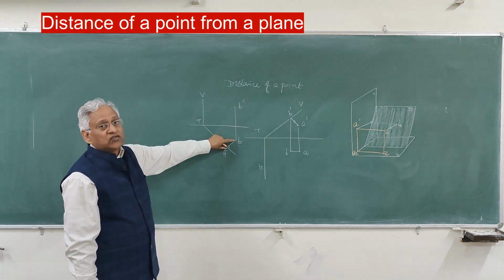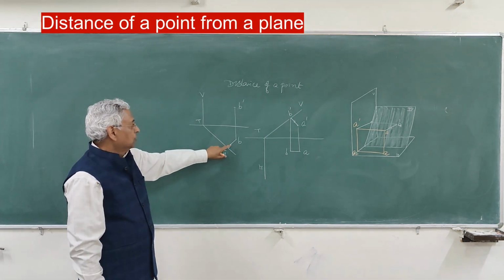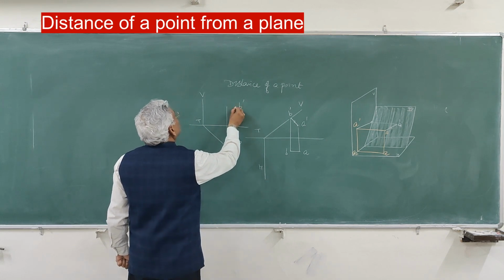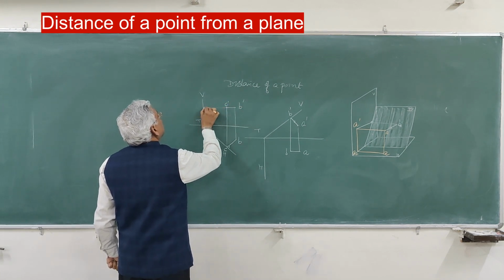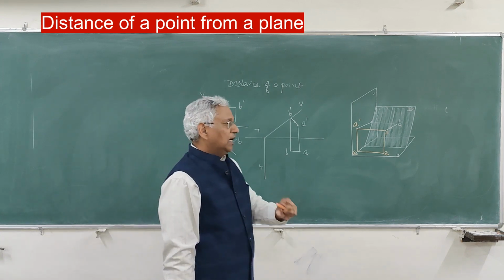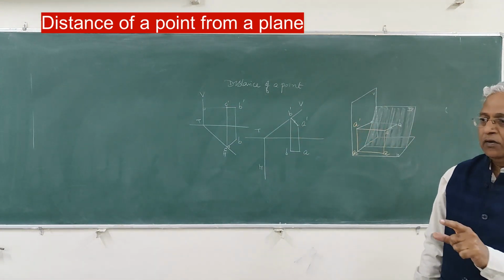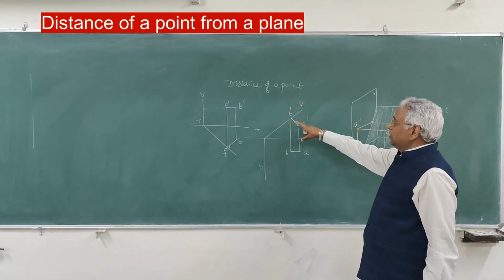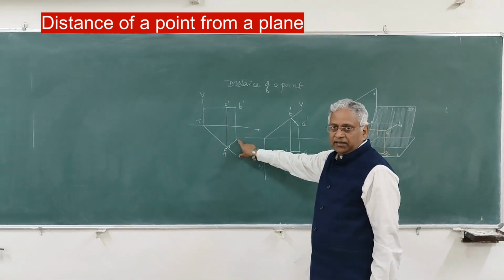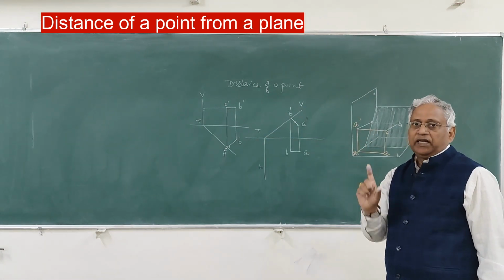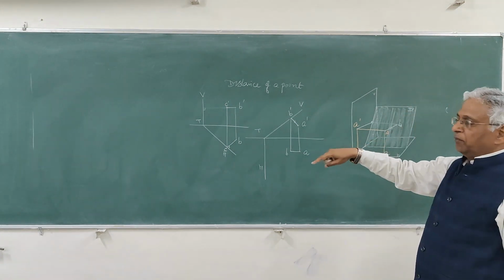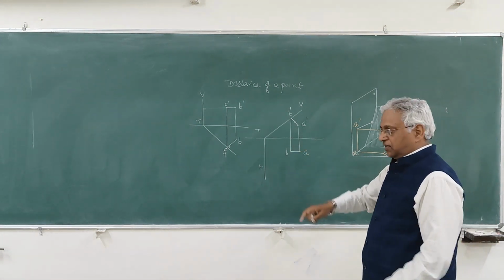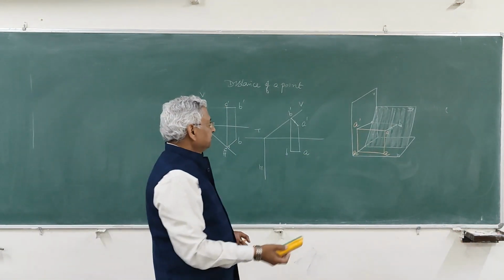BC is the perpendicular distance. And this is perpendicular to the plane, and therefore its elevation will be here, C dash. This line is perpendicular to the vertical trace. When a line is perpendicular to the plane, projections are perpendicular to traces. So that is how you determine the distance of a point from an inclined plane or from an AVP. If the plane is an oblique plane, then you convert that oblique plane either into an inclined plane or into an AVP to find out its distance. Let me explain this.